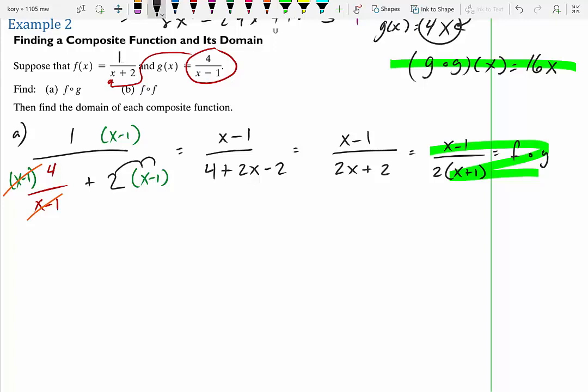You have to make sure that that denominator is factored, because that's what simplest form means. So let's put it in your notes. So yeah, make sure that your denominators are always factored. So before we move on to the domain, are there any questions on how we formed this composite?